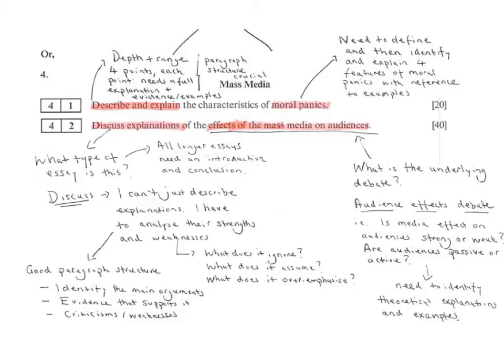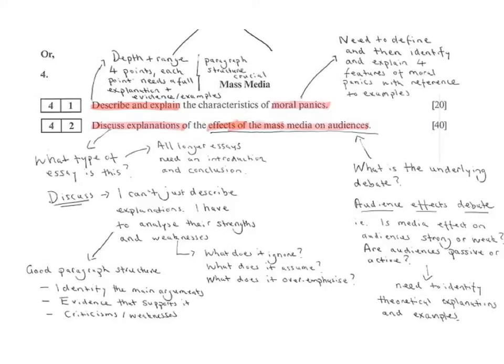And one way of thinking about the weaknesses and the criticisms of theories and explanations is to think about, what does the theory ignore? What are the underlying assumptions of the theory? How can these be challenged? And what things does the theory perhaps overemphasize? And throughout the main body of my longer essay, I'd be thinking about good paragraph structure. So I'd need to identify the main arguments, I'd need to look at evidence that supports the main arguments of the explanation, but I'd also need to take into account criticisms and weaknesses.